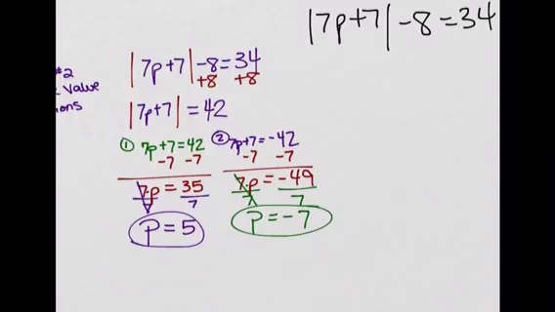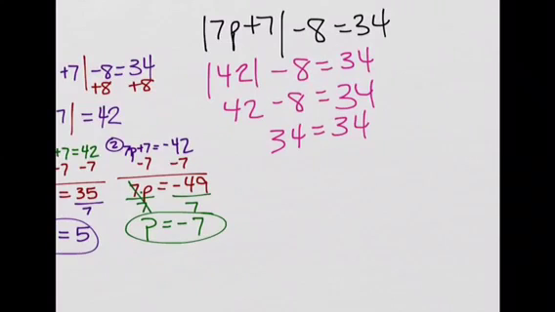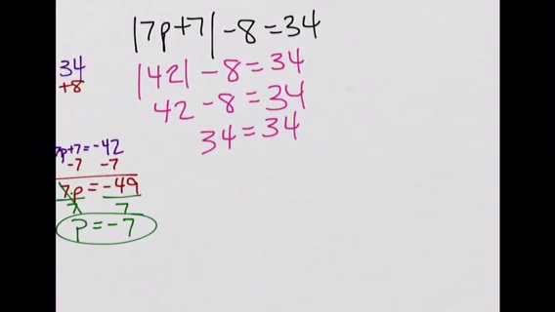7 times 5 is 35, and 35 plus 7 should be 42. Okay, I'm going to have the absolute value of that, take away 8, equals 34. So I get 42 minus 8 equals 34. And we say 42 minus 8 is 34. So of course that works, and it is true. Not a problem.